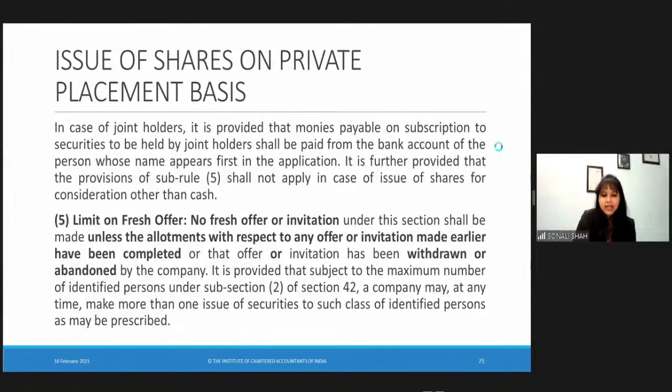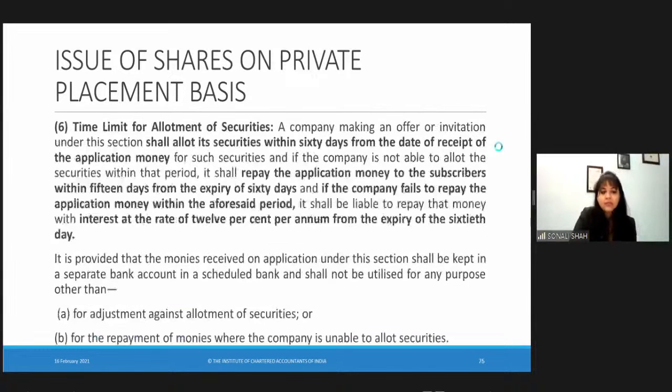Another requirement says that a company cannot proceed with a fresh offer or invitation until an allotment has been done under the previous invitation. So either the allotment has to be done, or the previous invitation has to be withdrawn or abandoned, to be able to issue a new or fresh offer or invitation, right?